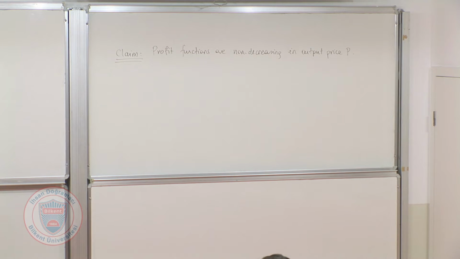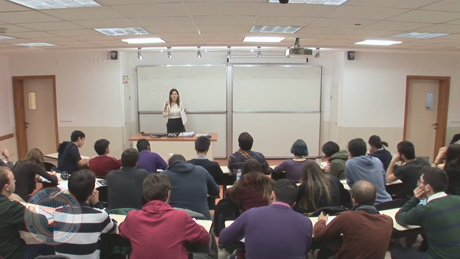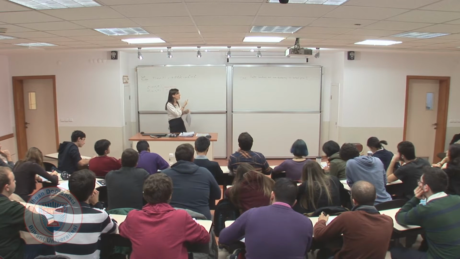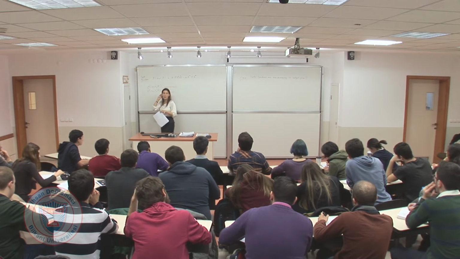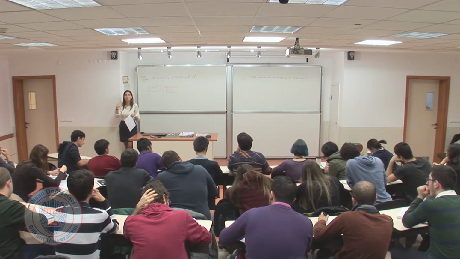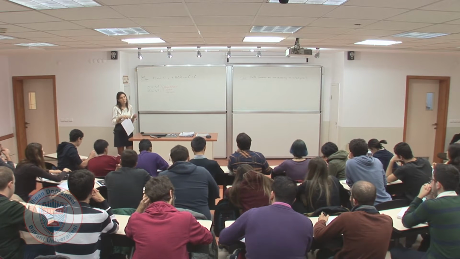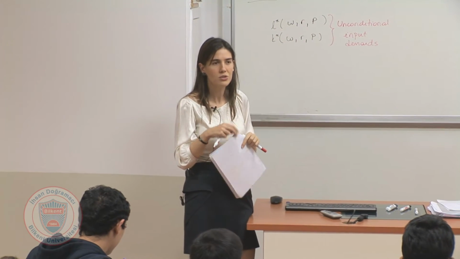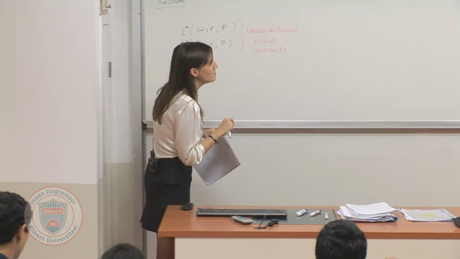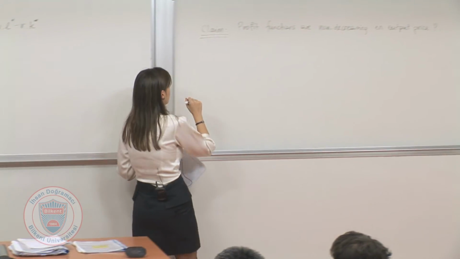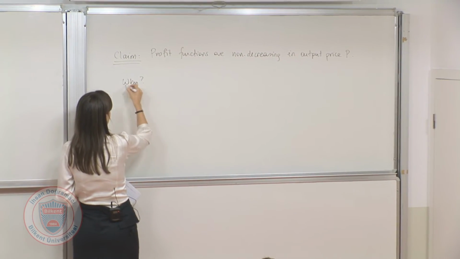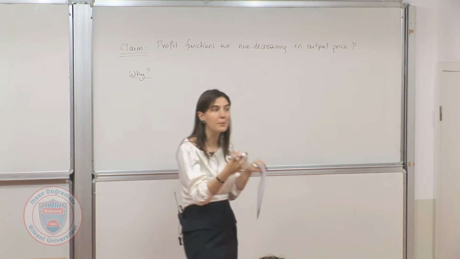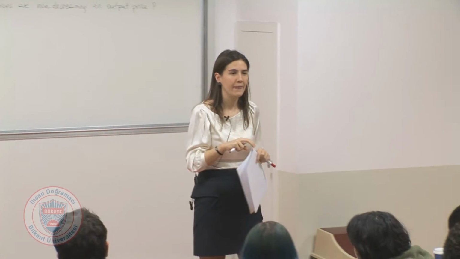So do you think this claim is correct? What does that mean? It means that when P increases, the maximal amount of profit that you're going to make is not going to decrease. Maybe it stays constant, or maybe it increases, but it's not going to decrease. Do you think this is correct? How can we figure this out? It's not a formal proof, but I'm going to give you the intuition. Someone said no. Why?